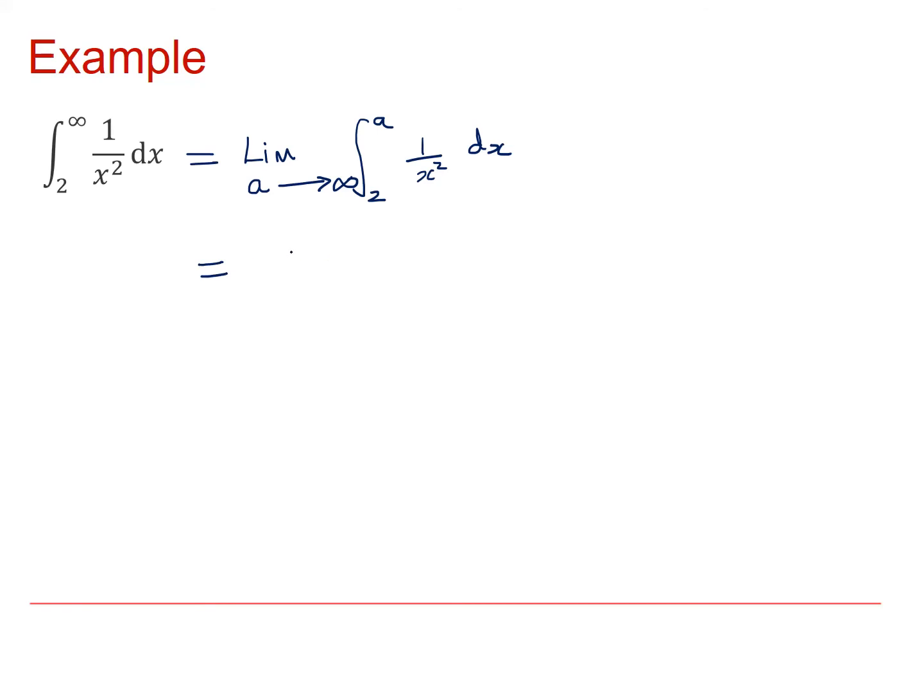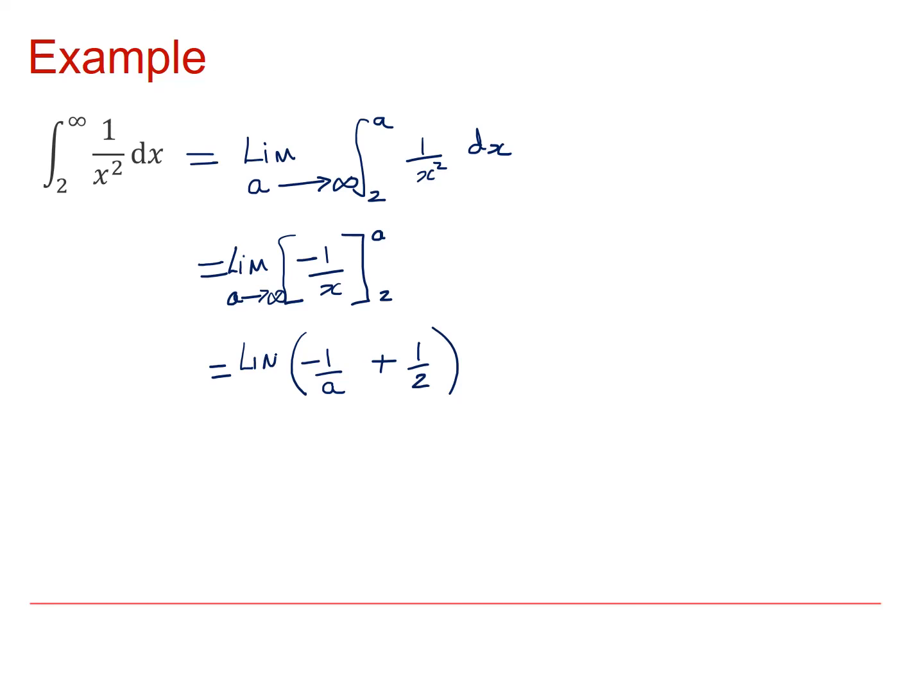Well, integrating 1 over x squared, I get -1 over x. And that's going to be evaluated between 2 and a, and I'm interested in what happens as a tends to infinity. Well, let's plug in those limits. I'm going to get -1 over a from the upper limit and plus 1 over 2 from the lower. And again, let's see what happens as a tends to infinity.